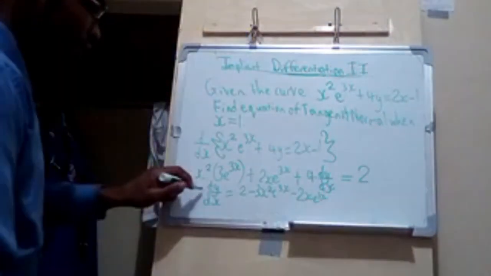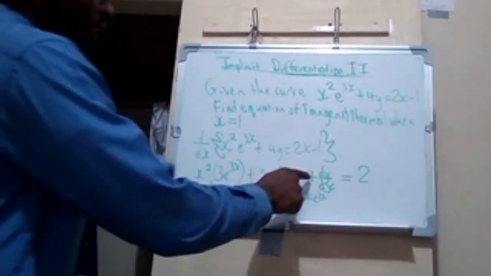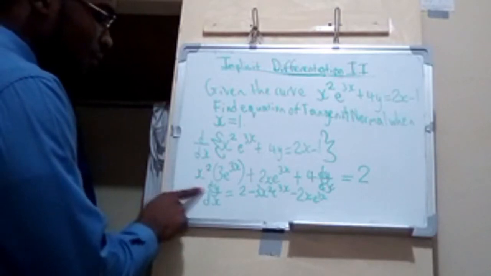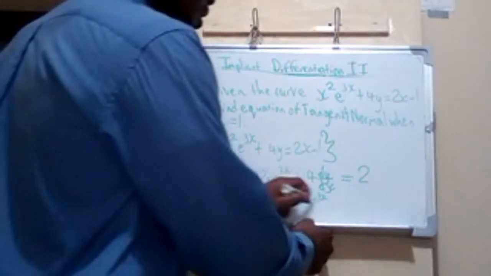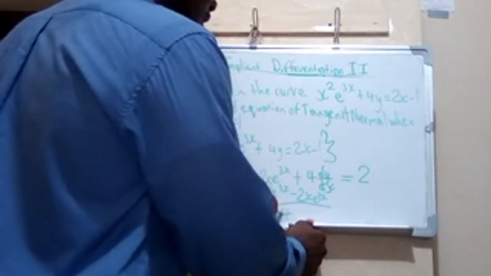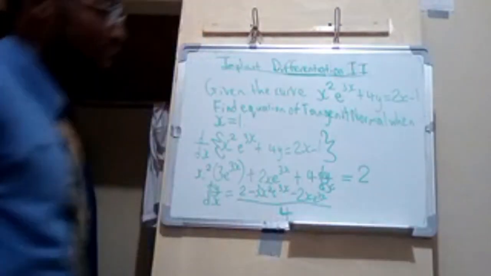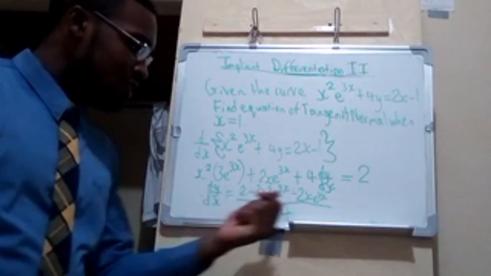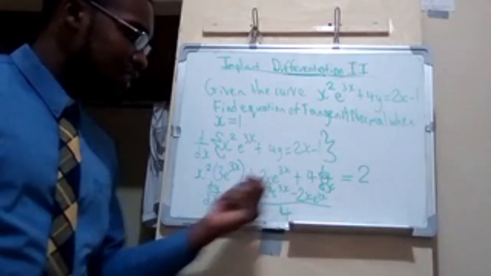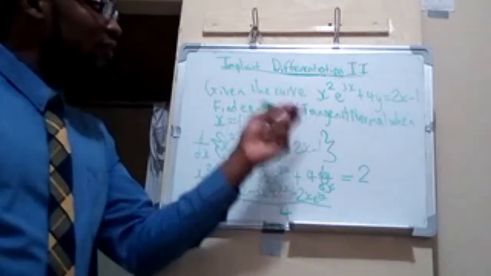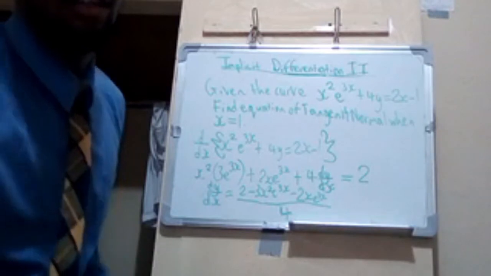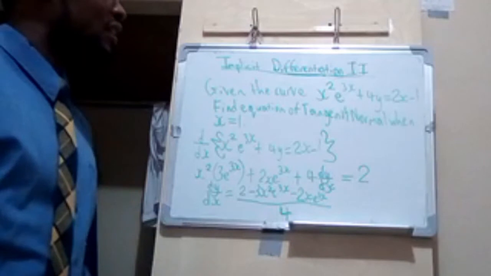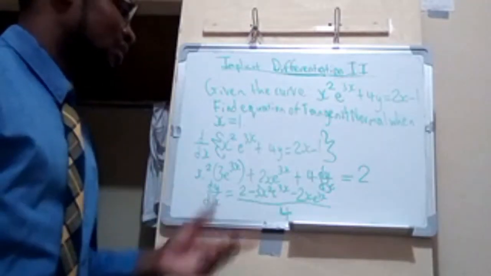And then remember, this is 4 dy by dx. So all I need to do now is divide both sides by 4. So I divide it by 4. Now dy by dx is this. Remember, we're finding the equation of the tangent and the normal, given this curve.